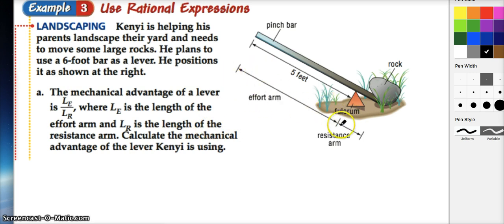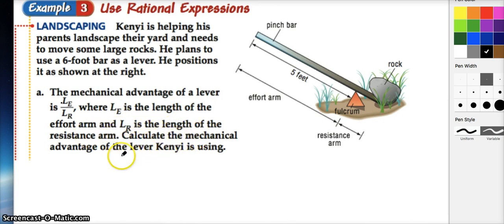The distance from the fulcrum to the end where he's going to be pulling is called the effort arm. The distance from the fulcrum to the rock is going to be called the resistance arm. So here's the information we're given for part A. The mechanical advantage of a lever is given as LE over LR. What is that? Well, LE is the length of the effort arm, and LR is the length of the resistance arm.